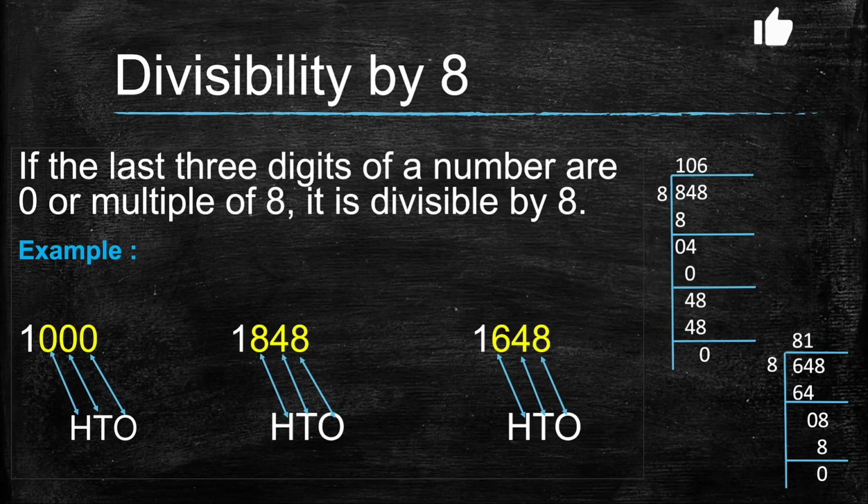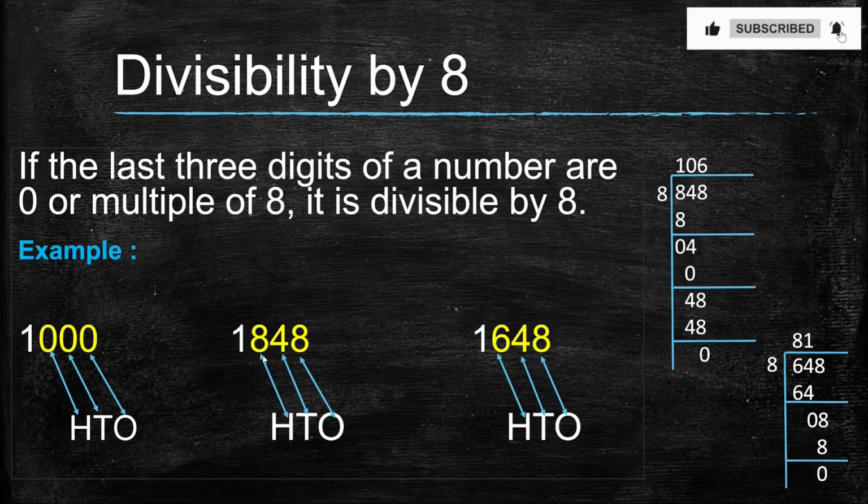Divisibility by 8. If the last 3 digits of a number are 0 or multiples of 8, it is divisible by 8. If you want to check divisibility by 8, we should check the ones, tens, and hundreds places. If it is 0 or a multiple of 8, it is divisible by 8. Here are some examples. 1000. In the ones, tens, hundreds places, it is written 0. So 1000 is divisible by 8.